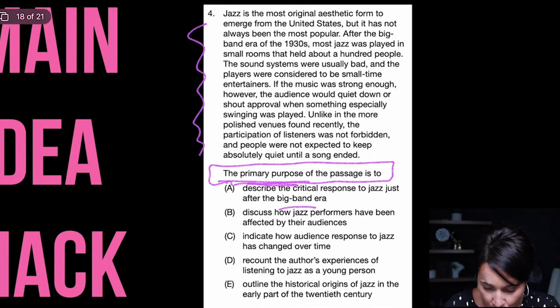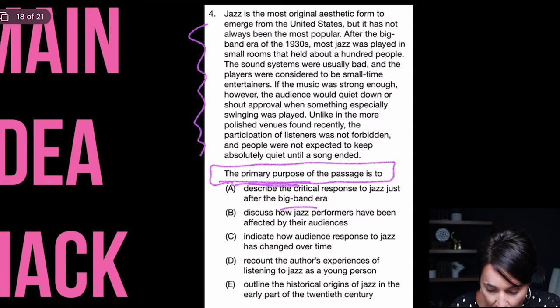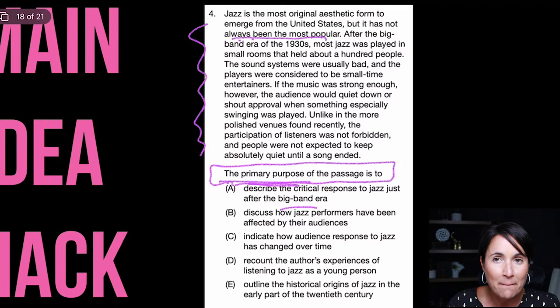Hopefully you guys can see it there. I zoomed in a little bit. So we're talking about the primary purpose of this passage. So I'm like, okay, let me think. Main idea, let's go. Here I go. Jazz is the most original aesthetic form to emerge from the United States, but it has not always been the most popular. Okay, not always been the most popular. That sounds like a main idea. Like it's telling you it's old school, but it hasn't always been super enjoyable for people.